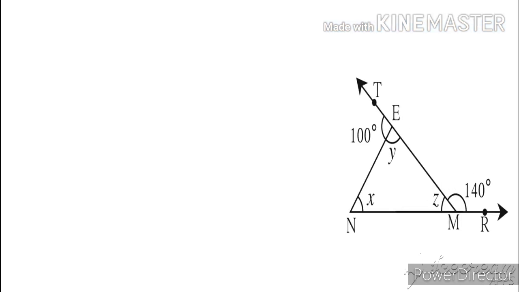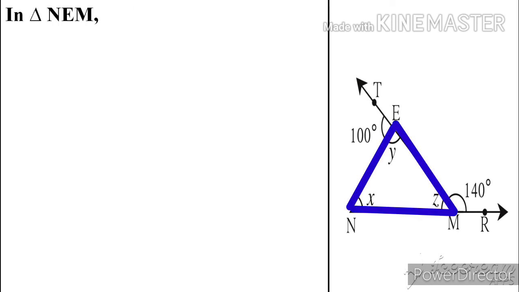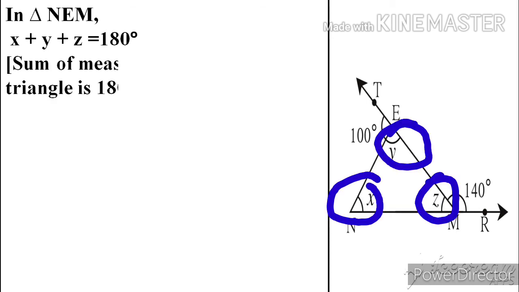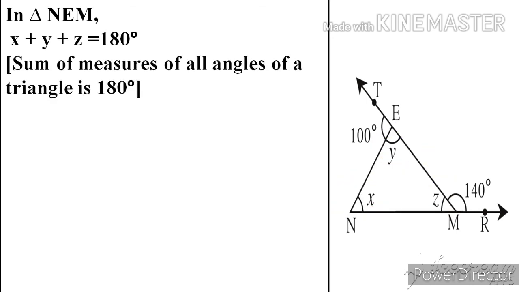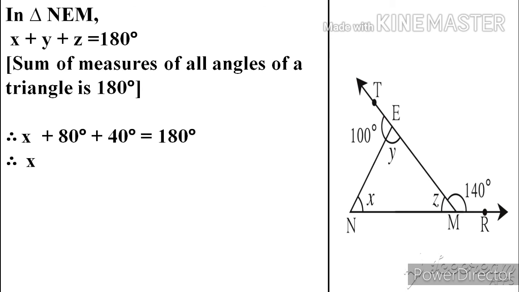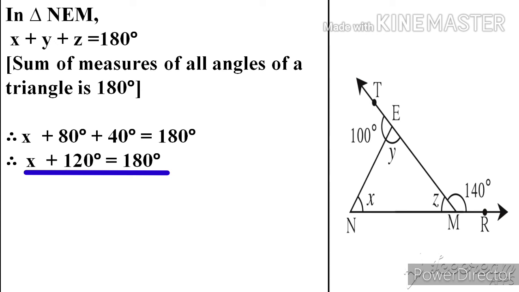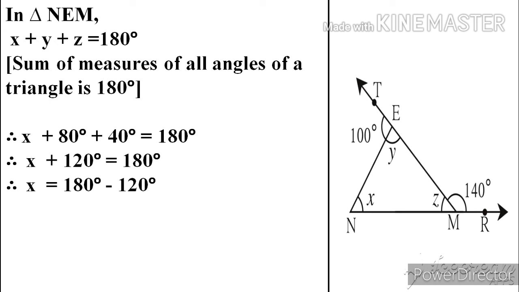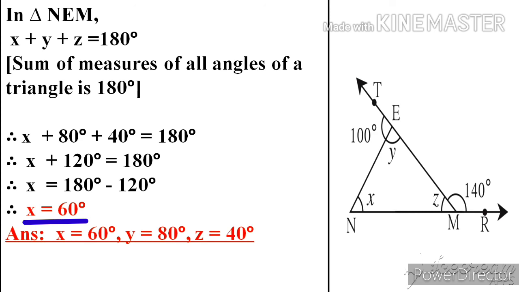In triangle ENM, addition of all three angles, x plus y plus z, equals 180 degrees. The sum of the measures of all angles of a triangle is 180 degrees. Substitute the value of y, 80 degrees, and the value of z, 40 degrees. Therefore, x plus 120 degrees equals 180 degrees. Therefore, x equals 180 degrees minus 120 degrees, we get 60 degrees. The answer is x equals 60 degrees, y equals 80 degrees and z equals 40 degrees.